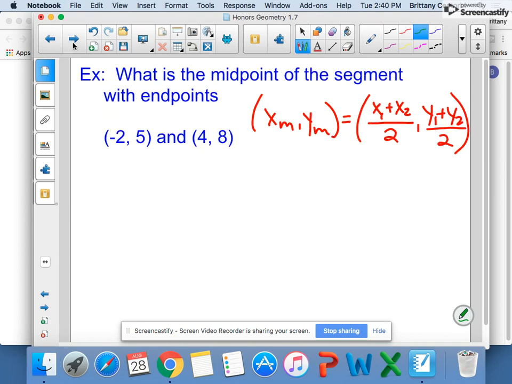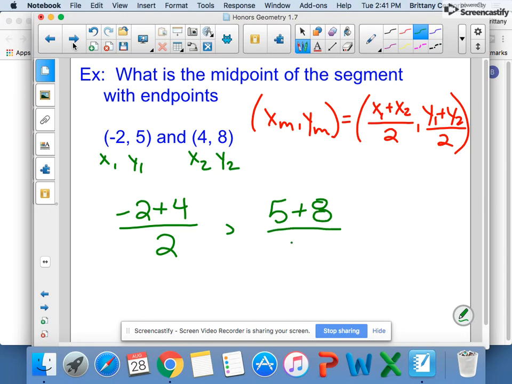Our next problem says, what is the midpoint of the segment with endpoints (-2, 5) and (4, 8). So again, we've got a segment, and those are our 2 endpoints, and we're trying to find the point in the middle. So we're going to, again, label our first point x1, y1. Second point is going to be x2, y2. And then we're going to plug into the midpoint formula. So we're going to take -2 plus 4 divided by 2. And then we're going to take 5 plus 8 divided by 2.